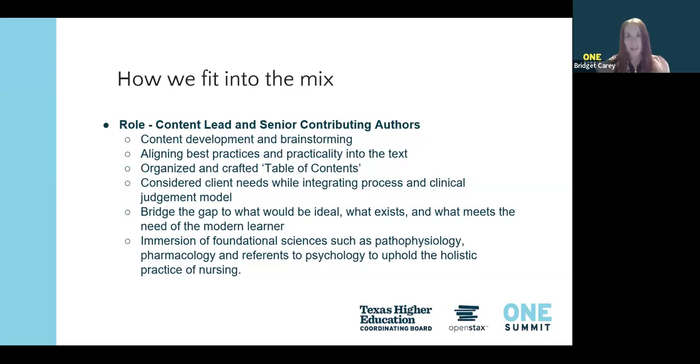Some of our tasks, I'll come back to the quotations in a second, but our tasks included content development, organizing, crafting a table of contents, considering obviously client needs while integrating processes and clinical judgment model, which we know is huge. So how can we bring that in a digestible, engaging manner to the med-surg world? And always keeping in mind the foundational sciences of pathophysiology, pharmacology, psychology, and really the holistic component of nursing, balancing that art and science and hitting the learners where they are and how they learn.